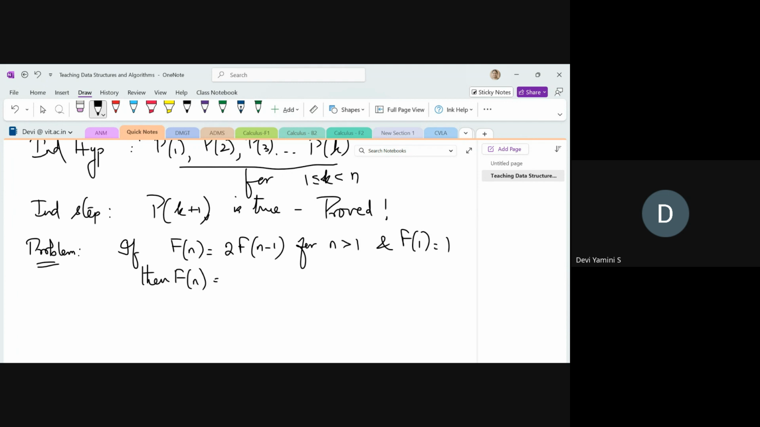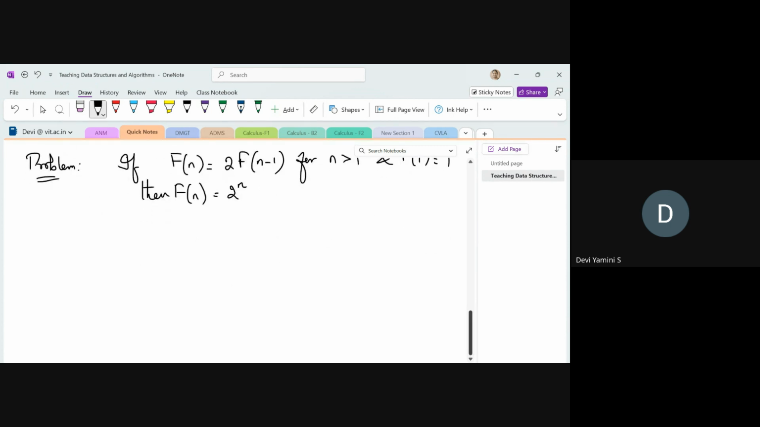Does anyone know the answer for this? What is f of n? Then f of n is nothing but 2 power n. So previously, just the mathematical statement we proved using induction. Now we are going to use the strong induction to prove this recurrence relation. What we do is we start with the base case.